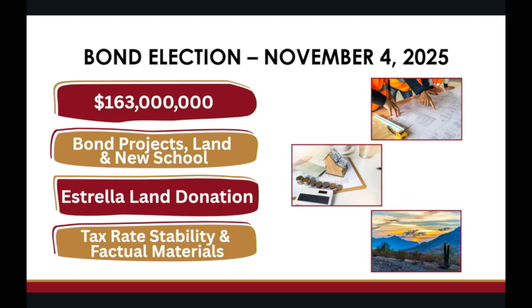So our bond election day is on November 4th. However, all of us know that that is a mail-in date. By November 4th, it will be too late to have voted, so you will have voted ahead of time. Right now this year, we're asking for $163 million. That is for bond projects, land for a new school. We have a significant land donation that we'll talk about in a little bit in Goodyear at Estrella Foothills. And then tax rate stability and factual materials. So we're going to get into some of that right now.